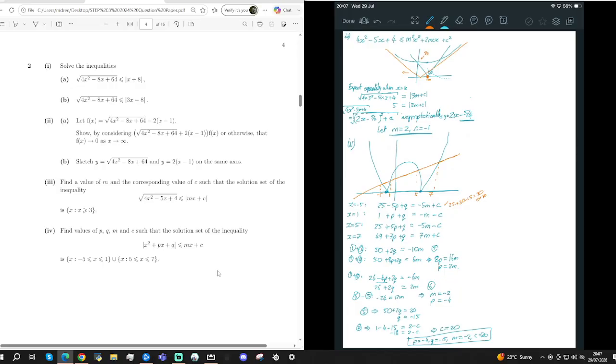The rest of the playlist here will continue to be populated with the rest of the questions from this Step 3 paper. And good luck as you start to try them yourselves.